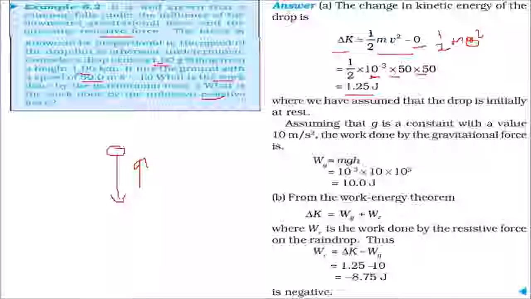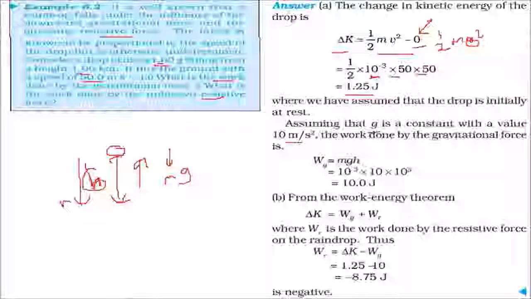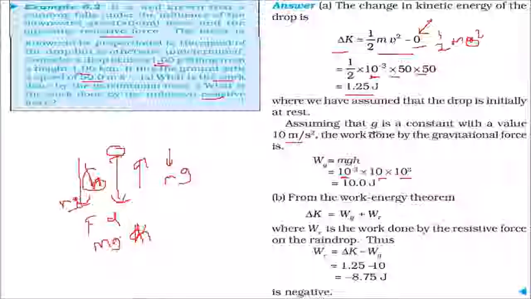And we have assumed that initially the drop is at rest. Now, we assume that g, the acceleration due to gravity, is 10 meter per second square. Now, what is the work done by the gravitational force? See, mg is the force, and the height is h, so mg into h, force into displacement, right? The force is mg downwards and the displacement is h. So mgh is the work done by gravity. Again, you use mass, gravity and height. Height is given as 1 kilometer, so we change it into meters. This gives you 10 joule.